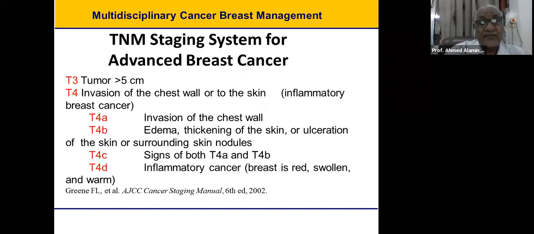When we say locally advanced disease, we mean the following in the TNM staging system. T and N are involved in this advanced disease. Any tumor, T3 or more, that is any tumor more than 5 centimeters, is locally advanced. All T4 tumors, A, invading the chest wall, B, invading the skin, C, invading both, D, inflammatory carcinoma, all these T's are locally advanced tumors.